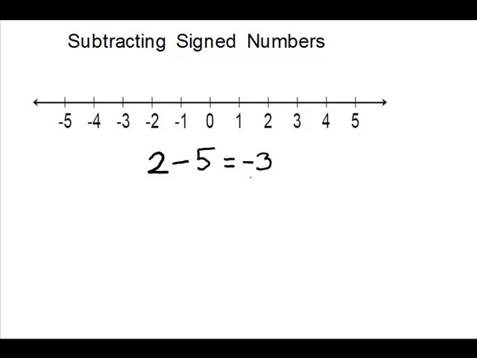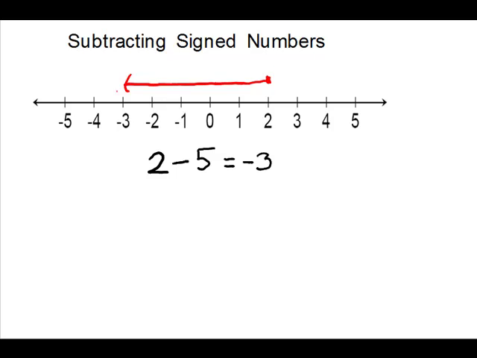If we tried it on the number line, we would start at 2. If you're taking away a positive number, you're making it get smaller. If you're making it get smaller, you're going to the left. So we're going to go to the left 5 spaces. 1, 2, 3, 4, 5. And we did land at -3.